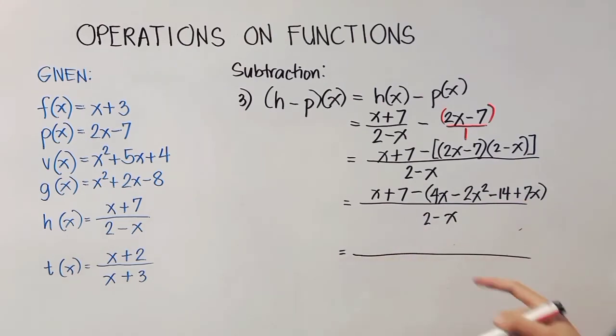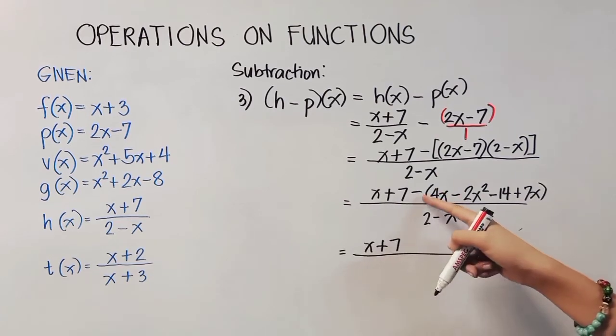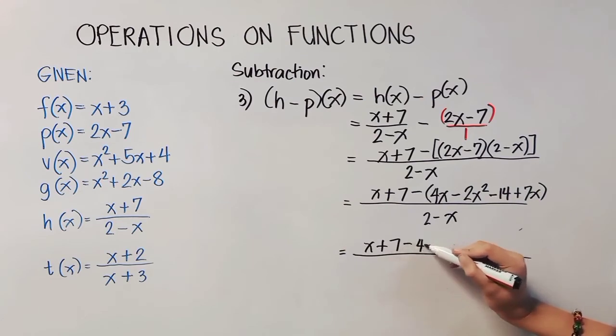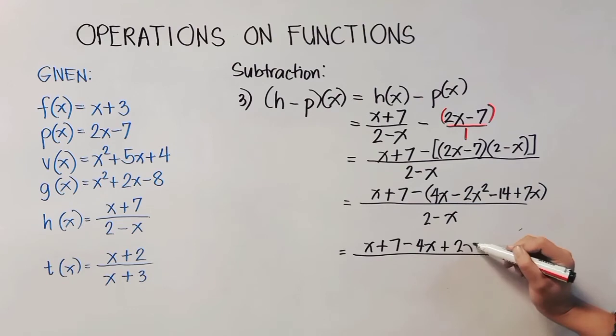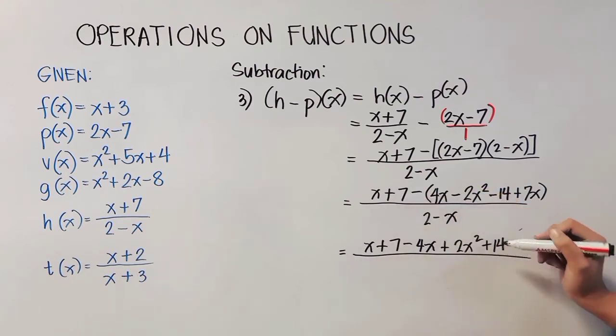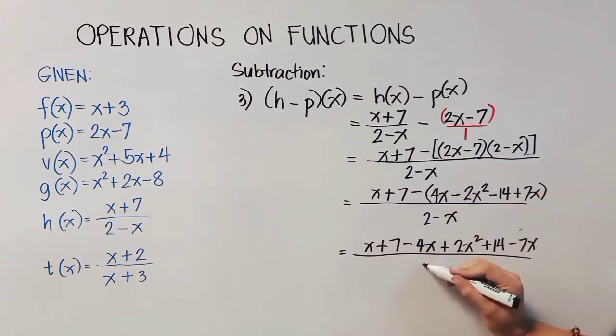So we will distribute the negative now. So copy first x plus 7. So that will be negative 4x. Negative times negative is positive 2x squared. Negative times negative is positive 14. Negative times positive is negative 7x.